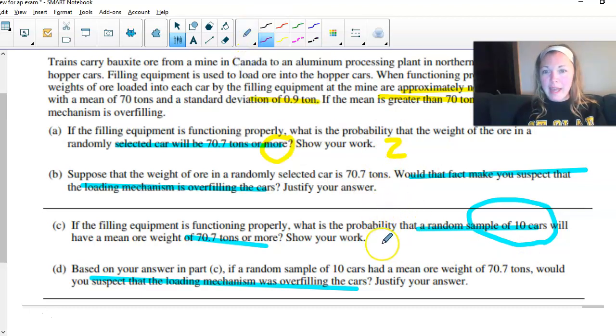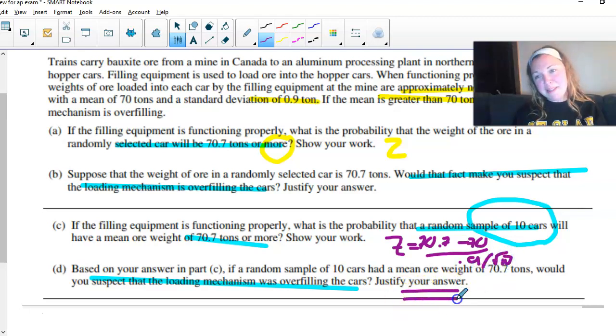Okay. The catch is when you do your z-score, you're going to take 70.7 minus 70, divided by your standard deviation, but then because of that sample size, you have to divide it by the square root of 10. And again, the same answer, justifying your answer there, okay?